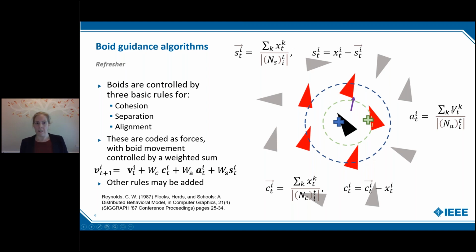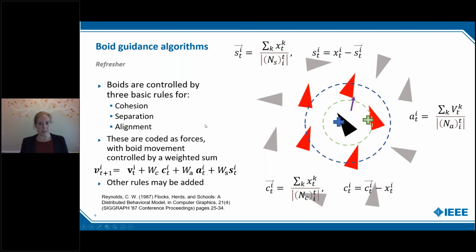So once these forces are calculated, they're combined as a weighted sum, and that allows the boids to move in some of the patterns that we saw earlier. And I'll just point out these weights here because that's the part that's going to be important for us when we're trying to bootstrap these equations.